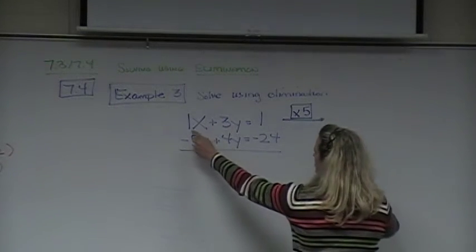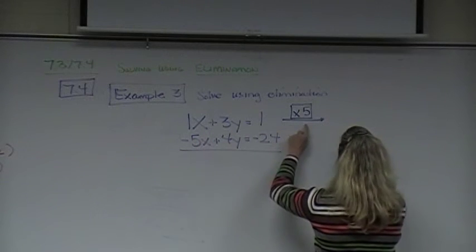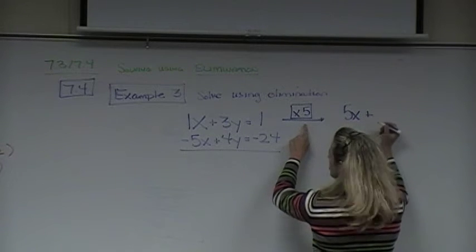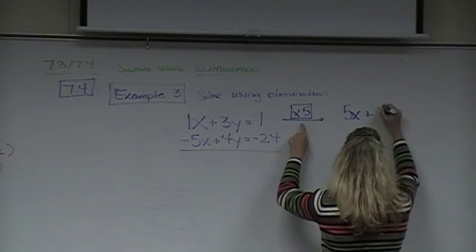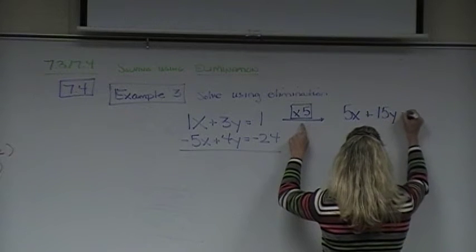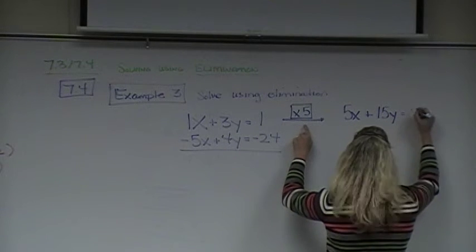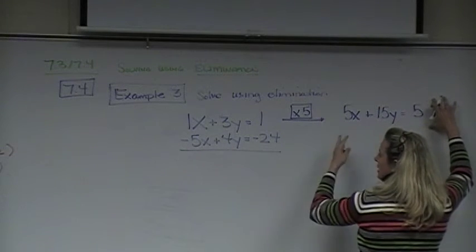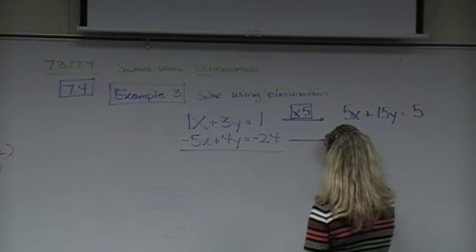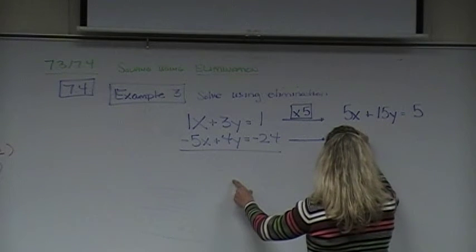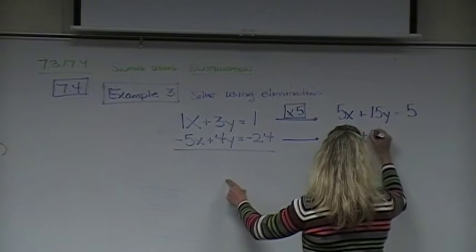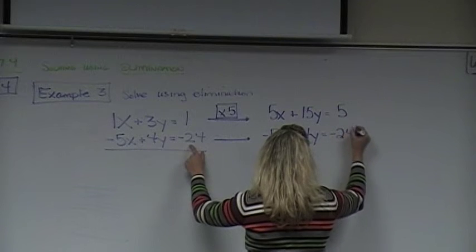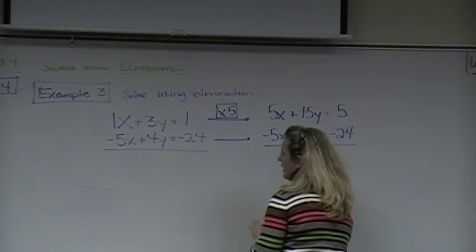I'm multiplying the whole top equation by 5 and getting an equivalent equation, so I'm going to rewrite it. 1x times 5 becomes 5x. Plus, what's 3y times 5? 15y. Equals, what's 1 times 5? 5. So this is now my new top equation. The bottom equation does not change, so just rewrite it as is: negative 5x plus 4y equals negative what? 24.